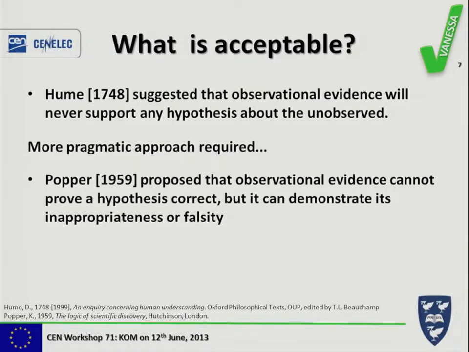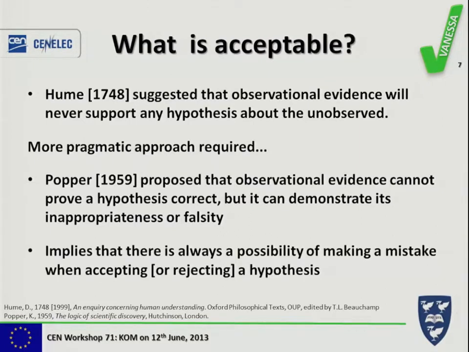So if we turn to Popper in the middle of the last century, he proposed that observational evidence cannot prove a hypothesis correct, but it can demonstrate its inappropriateness or its falsity. So that implies that there's always a possibility of making a mistake when accepting or rejecting a hypothesis, but it does give us some opportunity to work with models and with theories.